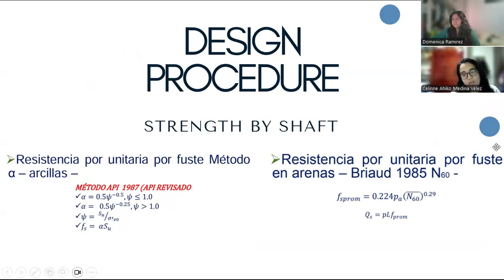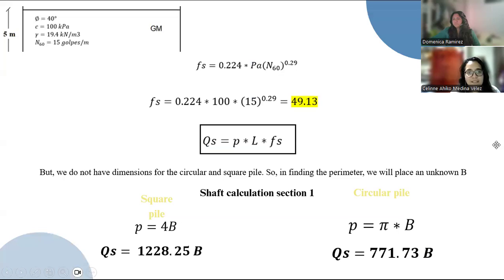In the next slide, you can see the image with the perimeter, the L, and the FS. In this case, we can find the dimension of a circular and a square pile, but we don't have it, so we decided to leave it incomplete. We know that the perimeter of a square pile is 4B, and the perimeter of a circle is pi times D. In this case we don't have the D, so we decided to use B. And we have some values, as you can see in the photo.